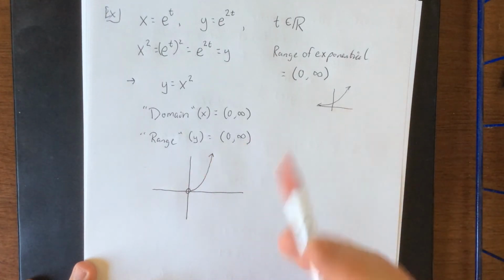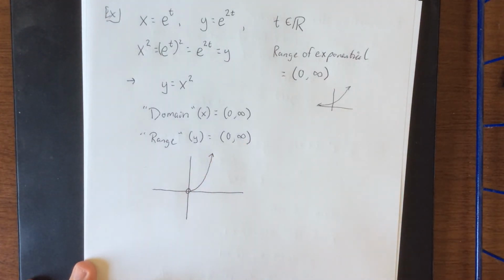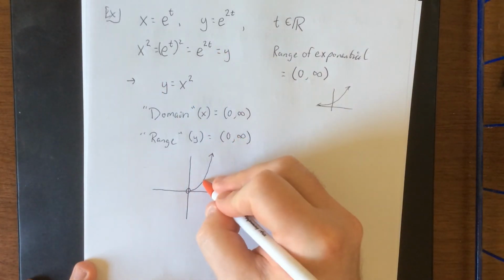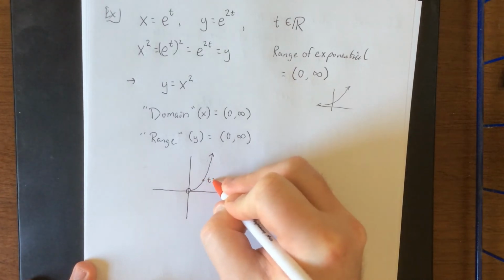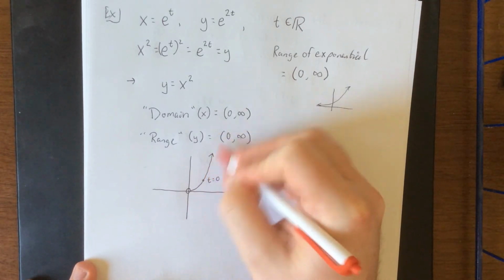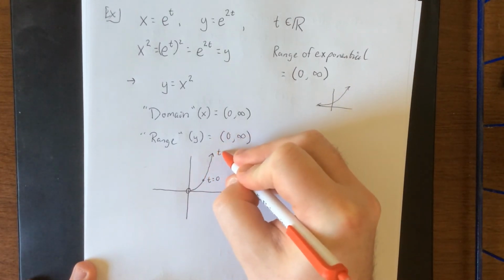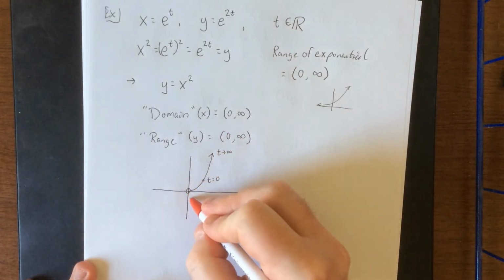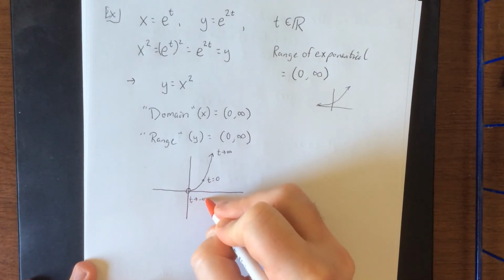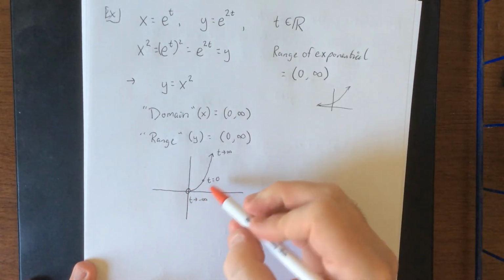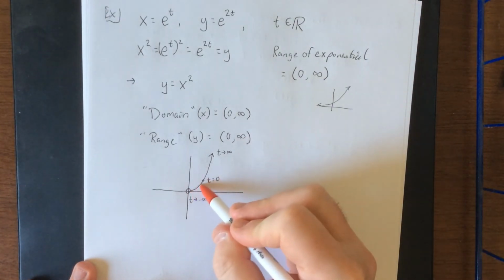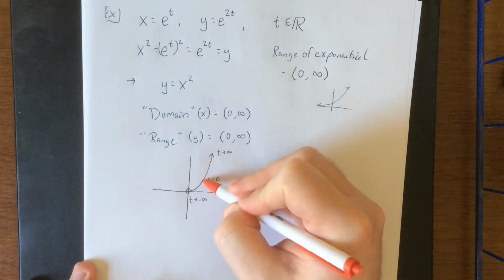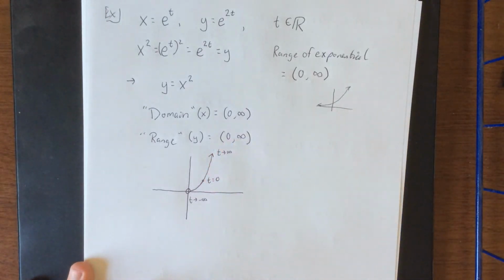Now, if we wanted to, we could also figure out some points that are associated with this. For example, if we plug in t equals 0, we'll get x and y are both equal to 1. So this would be t equals 0. This portion of the graph where it heads off toward infinity is where t tends toward positive infinity. And this portion of the graph where it tends toward 0 is where t approaches negative infinity. So negative values of t are creating this portion of the parabola right here, and positive values of t are creating this portion of the parabola over here.